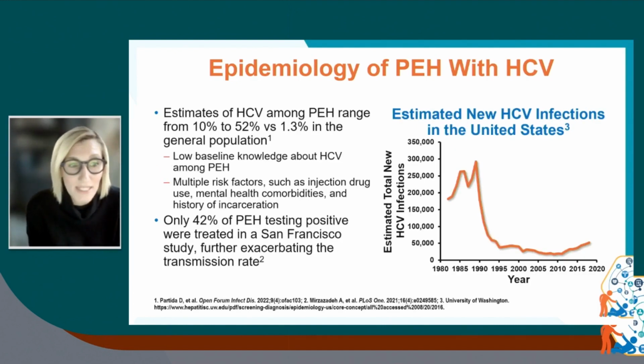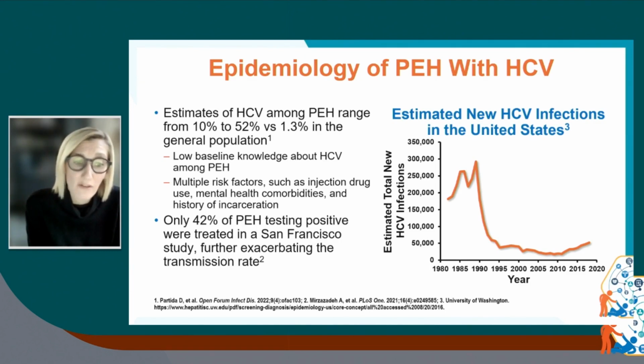Let's turn our attention now to hepatitis C. The estimates of HCV among people experiencing homelessness range from as low as 10% in the literature all the way up to 52% versus a 1.3% estimate in the general population. So there is a significant disparity there. Studies have shown a low baseline knowledge about hepatitis C among people experiencing homelessness, and there are multiple risk factors that have been identified in the literature, such as injection drug use, and then collinear factors such as mental health comorbidities and a history of incarceration.